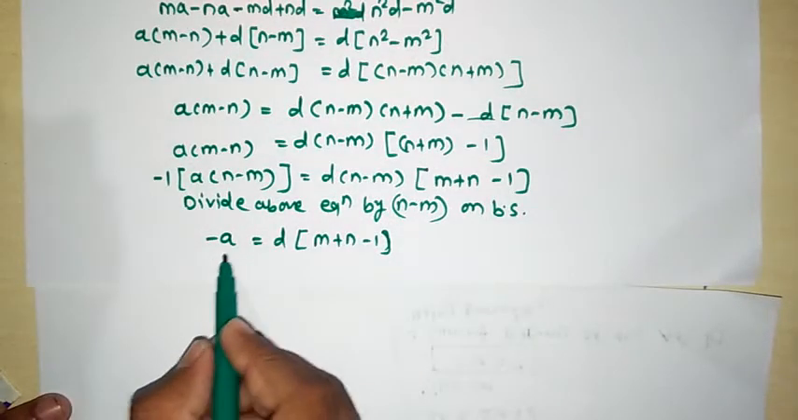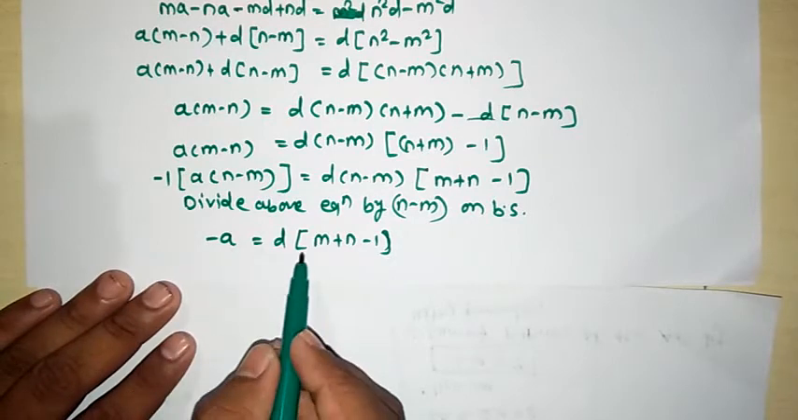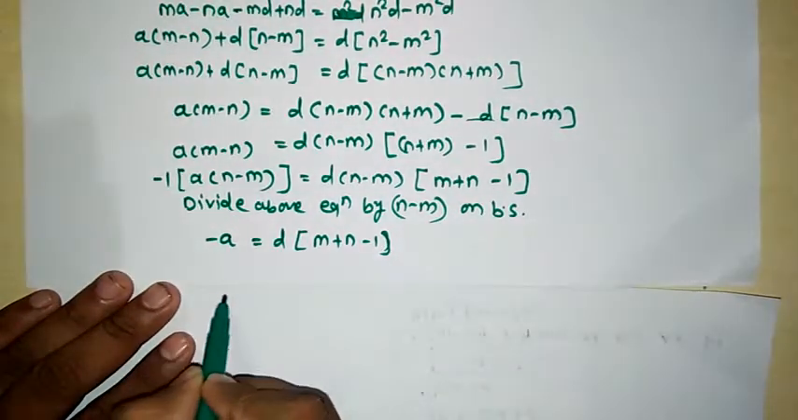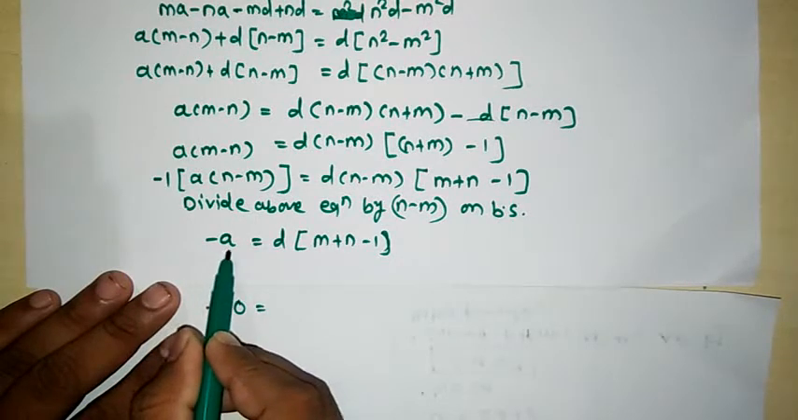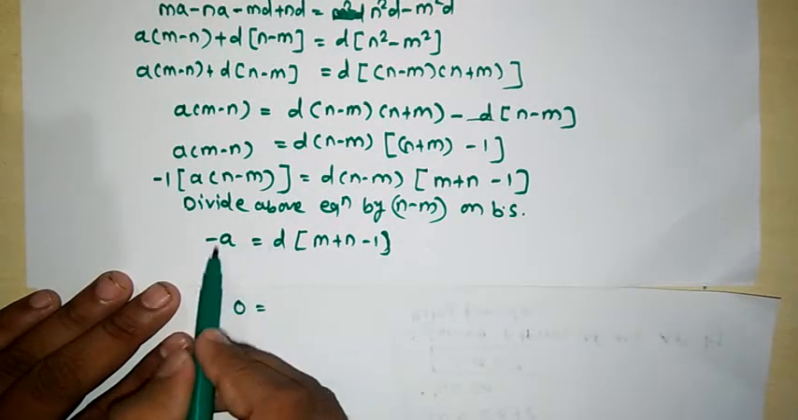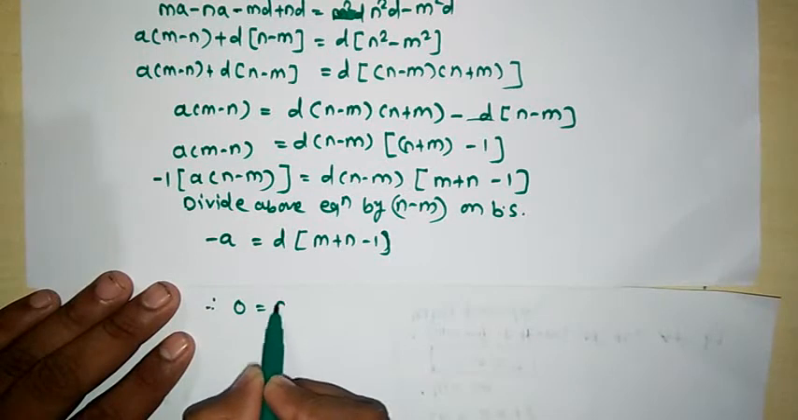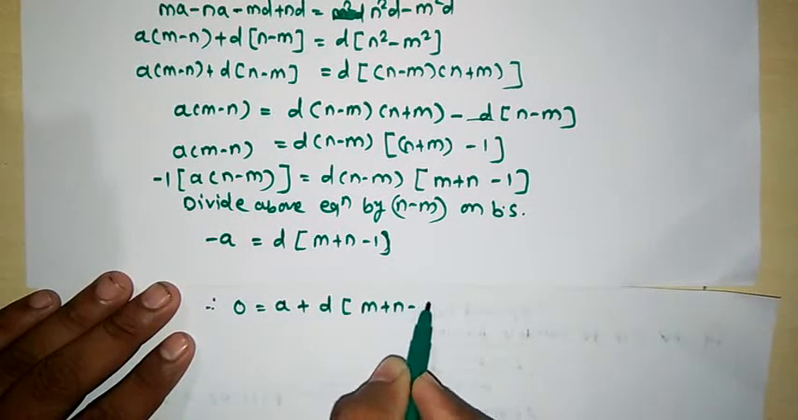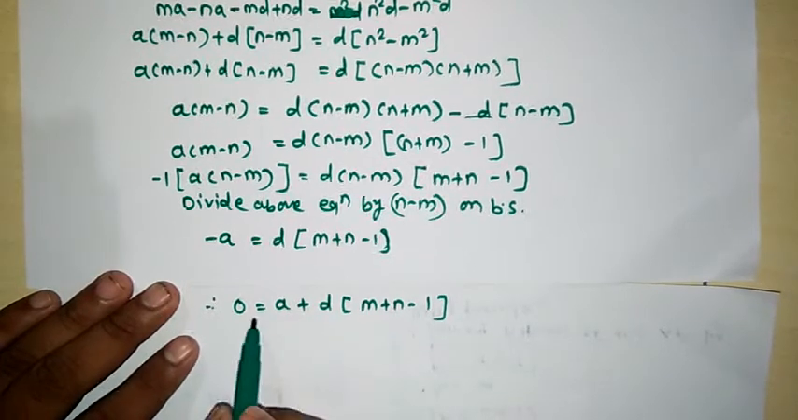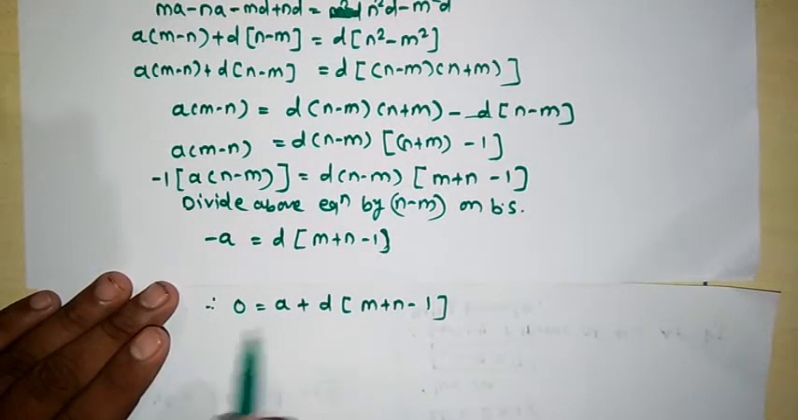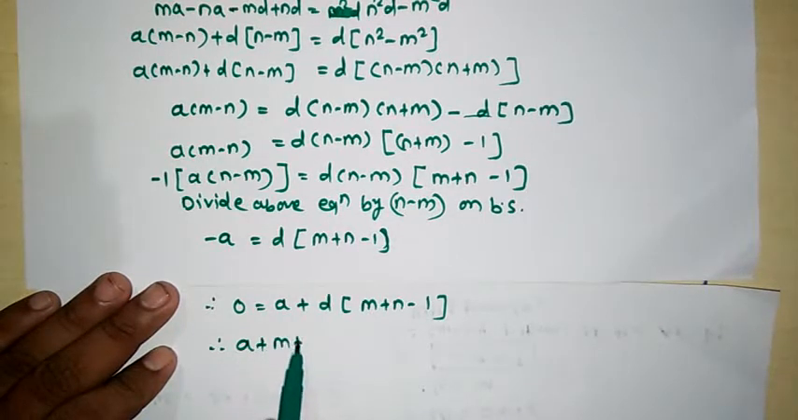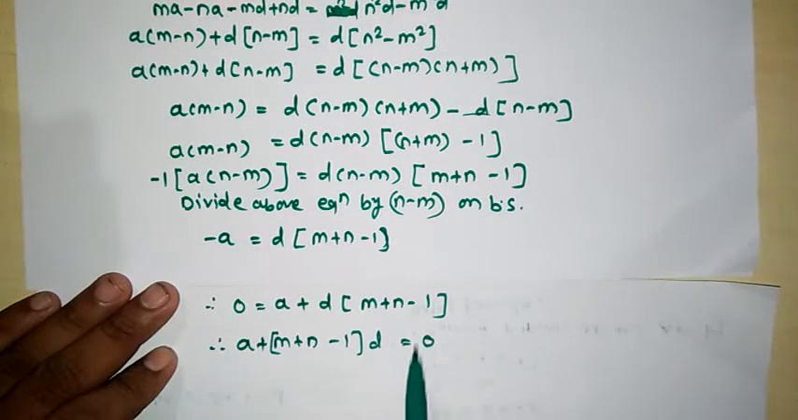Now send this minus a towards the right hand side, it will become plus a. Therefore 0 is equal to a plus d into m plus n minus 1, that is 0 is equal to a plus m plus n minus 1 into d. We will rearrange this equation. Therefore a plus m plus n minus 1 into d is equal to 0.